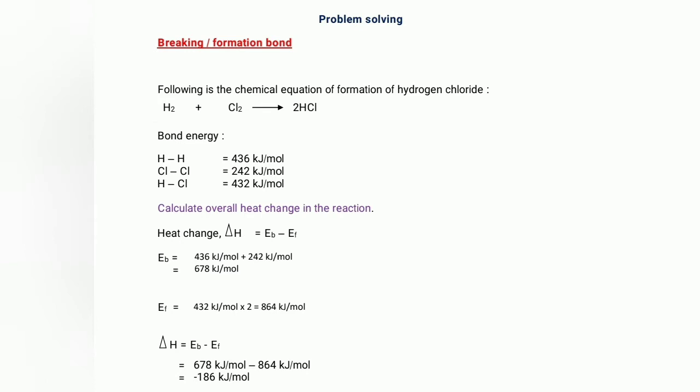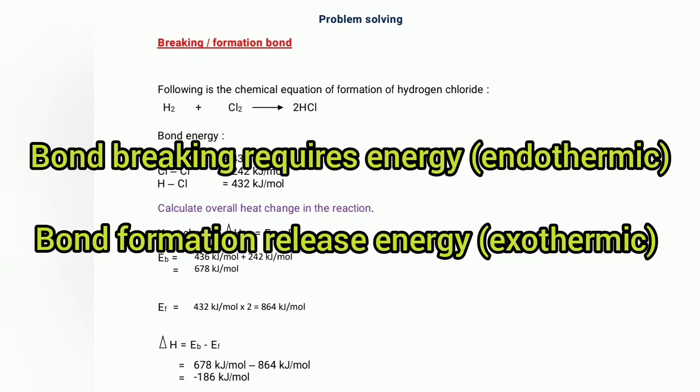Chemical reactions involve bond breaking and bond formation, where bond breaking requires energy. Thus, bond breaking is an endothermic change. Bond formation releases energy. Thus, bond formation is an exothermic process.